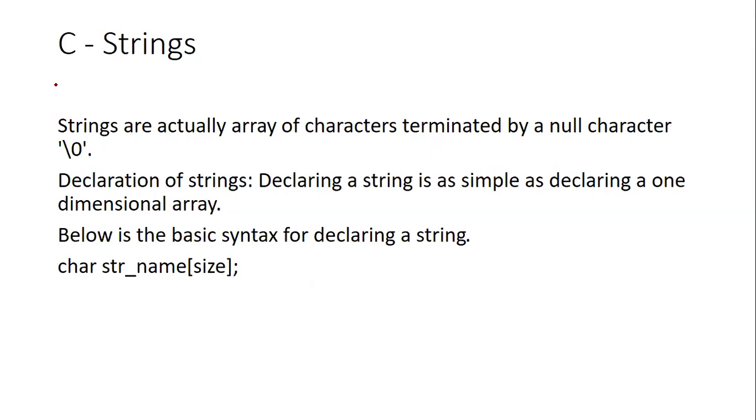Next is C strings. Strings are arrays of characters which are terminated by a null character. When you are using a string, an array of characters, at the time of storage a null character automatically gets stored in that array. The null character shows the end of the string. It denotes where the string is going to end.